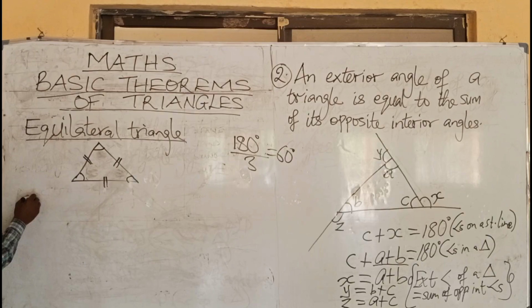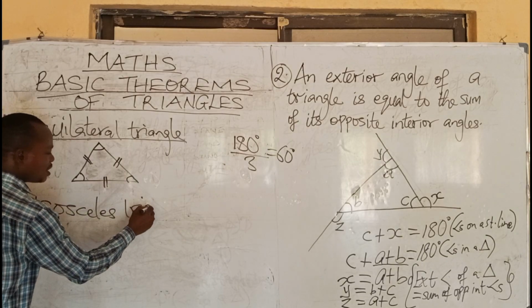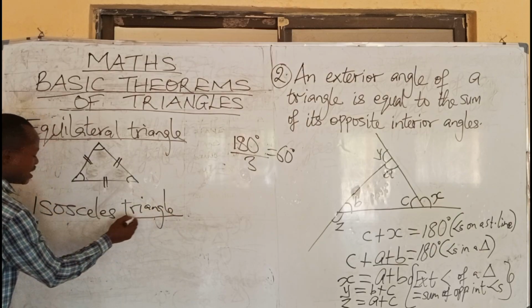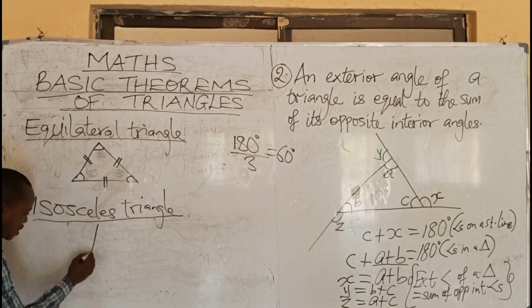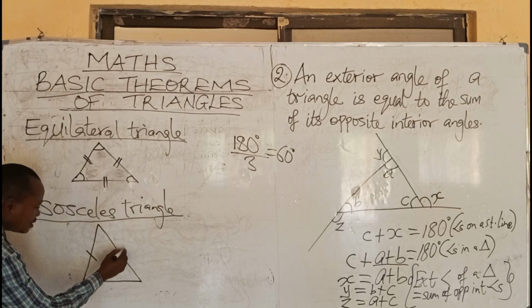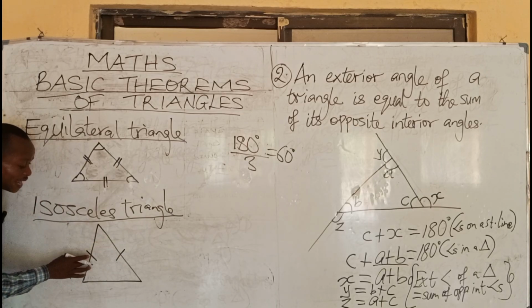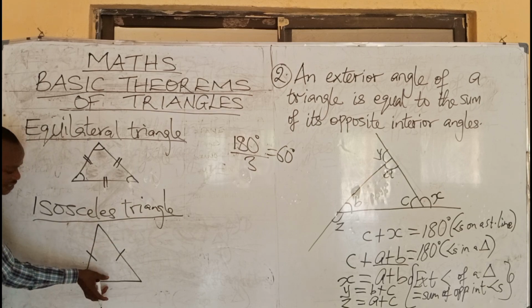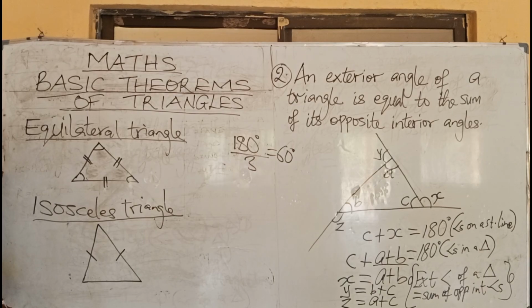Now, the next one is isosceles triangle. An isosceles triangle is a triangle in which two sides are equal. So it is something like this, and then we mark these two lines like this, which tells us that these two lines are equal. You will see that this one is not marked because it is not equal to these other two lines. That is the meaning. So such a triangle is what we call an isosceles triangle.